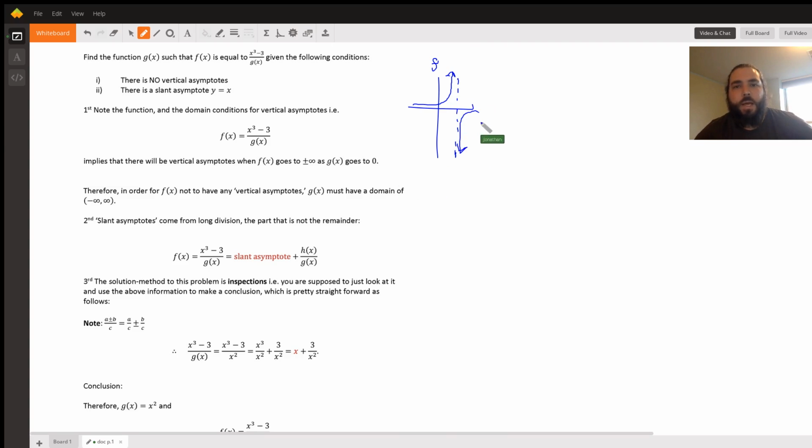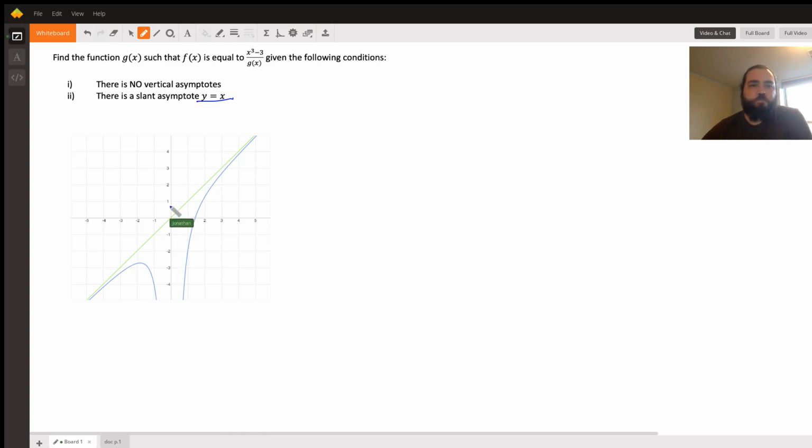So we don't want that. That means that g must be in the real number set, which means g has to be defined for all values. So this is what they want the graph to look like. This blue line here is f of x, and the green line is y equals x. So that's what we're looking for.